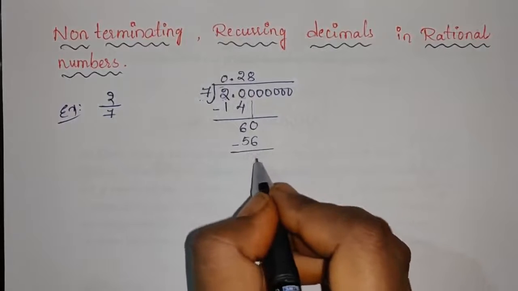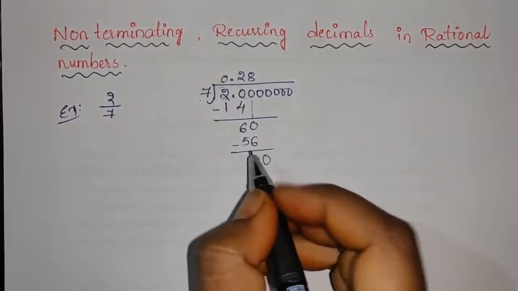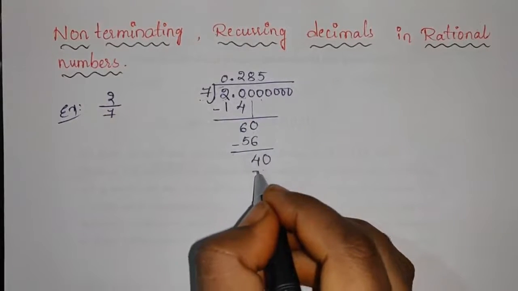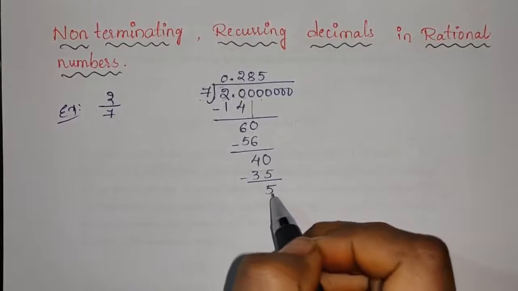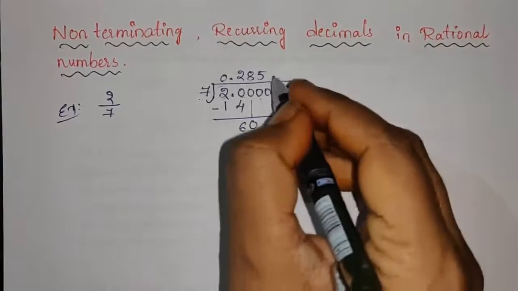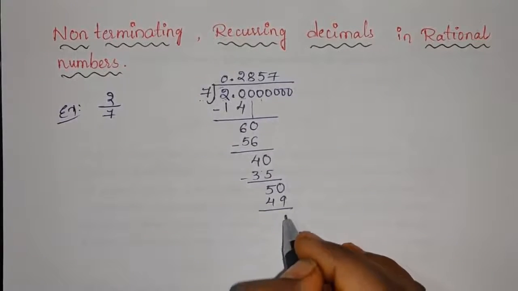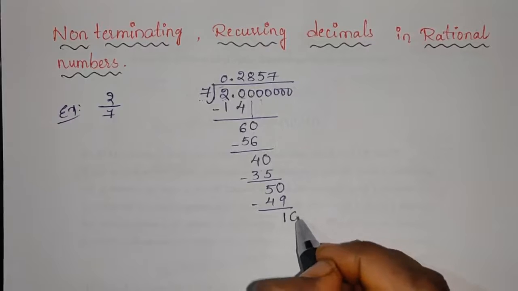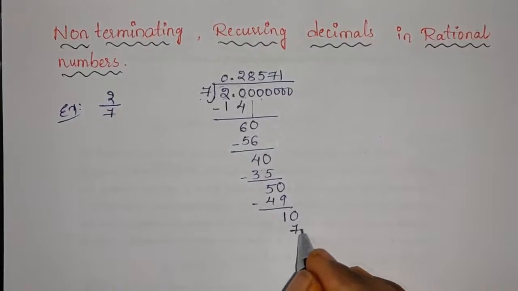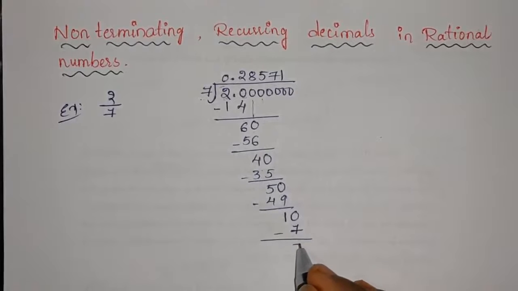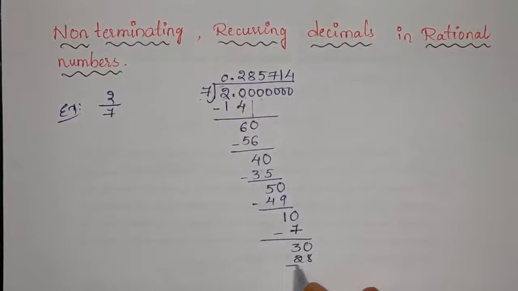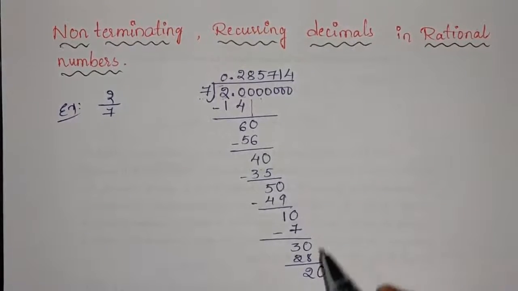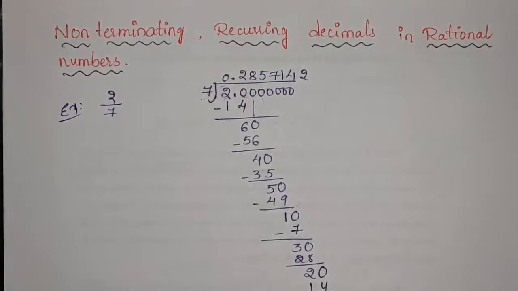So when you subtract again you will get 4. Another 0 I am taking here. 7 5s are 35. So when you subtract here 5, and the remaining is 0 I am taking. 7 7s are 49. 1 remaining, and when you take 0, 7 1s are 7. When you subtract 3 you will get 30. 7 4s are 28. Again 2. 0 I am taking down. 7 2s are 14. So again 6 will remain.